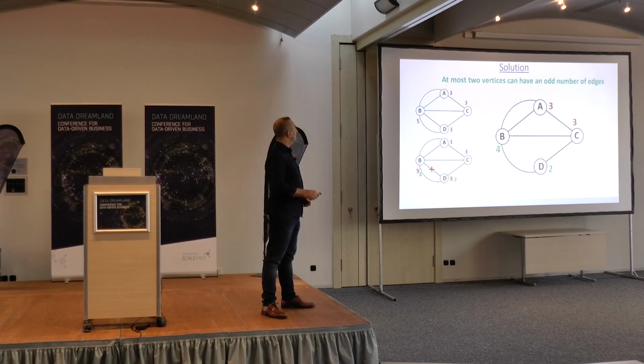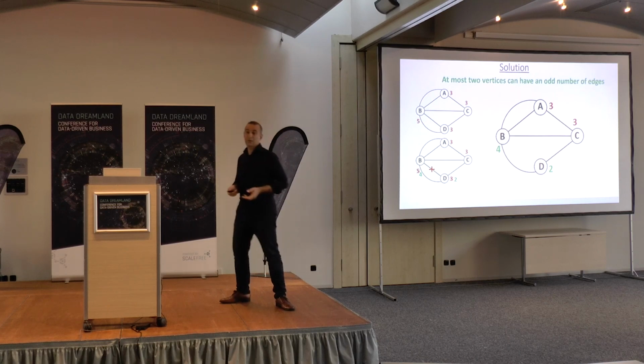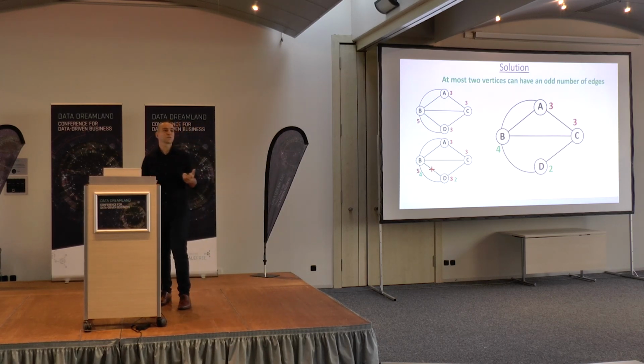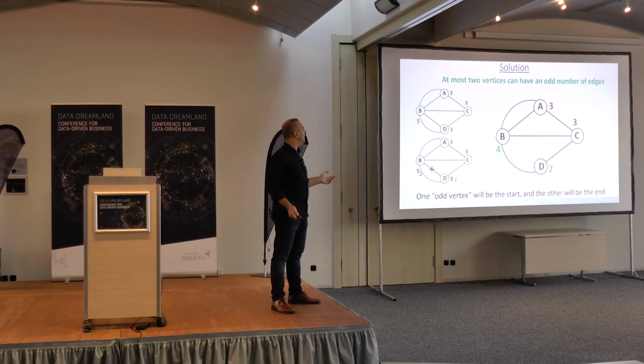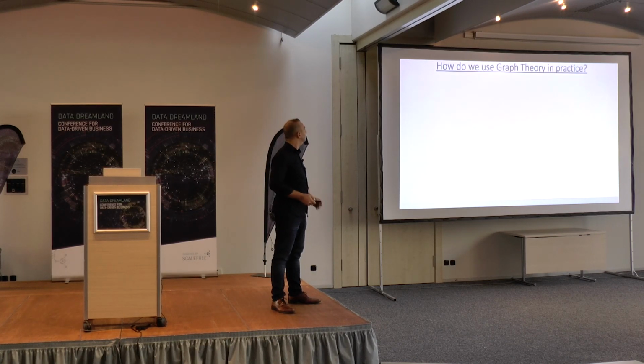So basically, if you start here and you do this, sorry, I'm lost now. I don't remember anymore how it is. 1, 2, 3, 4, 5, 6. Yeah, this way it works. So actually it's not very relevant for the presentation. It's just to show you a general thing. So one odd vertex will be the start and the other will be the end. And this way the problem is solved.